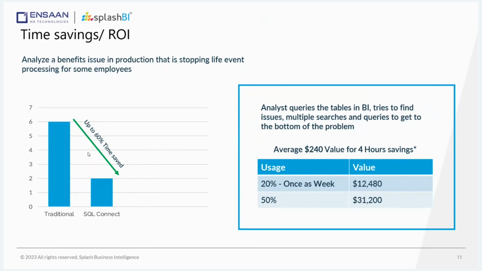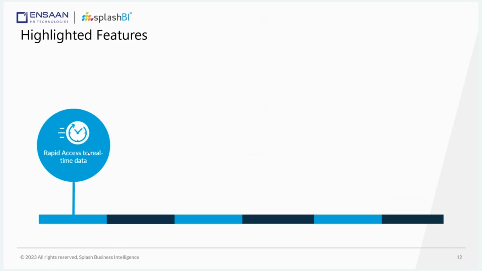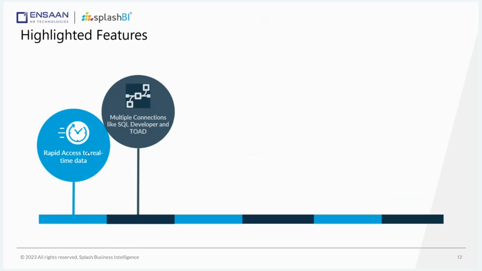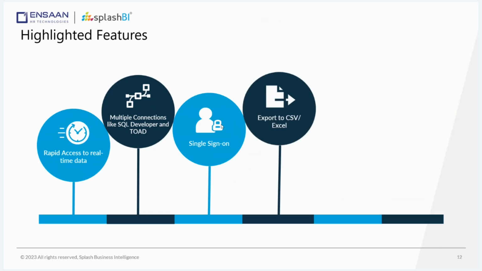So what else do we have in SQL Connect? Other features. Of course, anytime you are running a query, it runs against Oracle Fusion Cloud in real time. You can create multiple connections like you have created in SQL Developer or Toad. One connection can go to your prod instance. One connection can go to dev, test, or any other instance that you have, and these instances are Oracle Cloud pods. You can use single sign-on. If you have single sign-on enabled when you're logging into Oracle Fusion Cloud, you can use the same in SQL Connect. And of course, export to CSV and Excel.